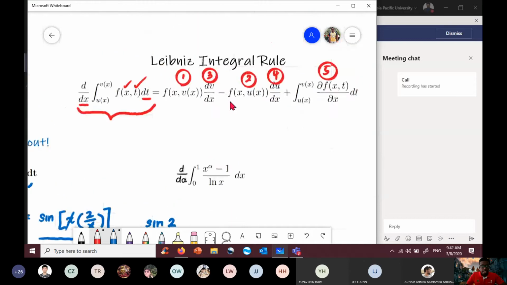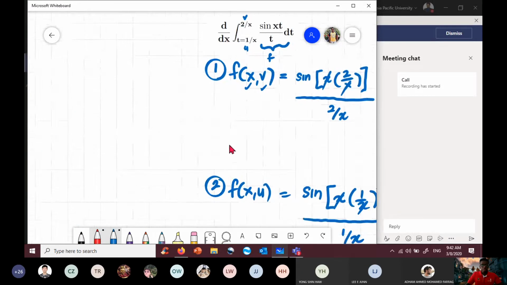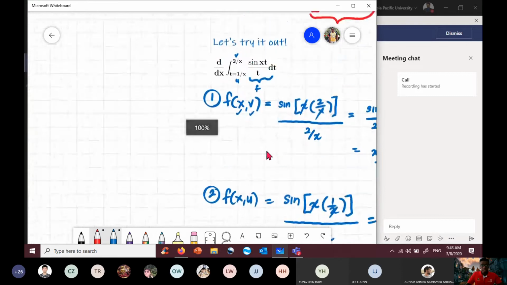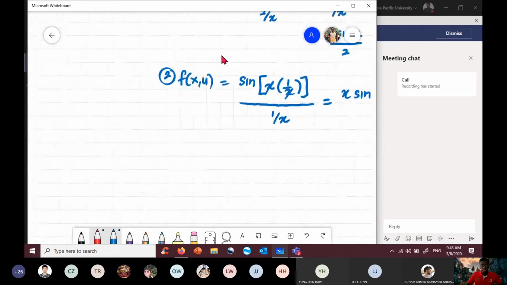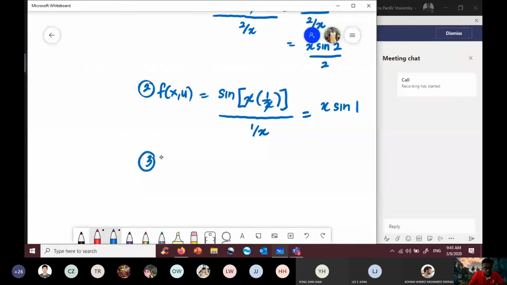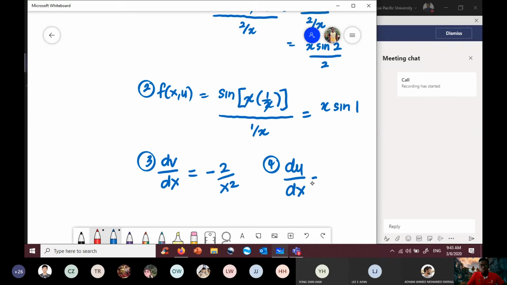Next, what do I need? I need dv over dx, du over dx. Pretty straightforward. Again, my v is my upper limit, my u is my lower limit. So dv over dx: my v just now was 2 over x. So when I differentiate 2 over x, I will get negative 2 over x squared. And my u just now was 1 over x. So if I differentiate 1 over x, I will get negative 1 over x squared. So just take my limits and then differentiate them.